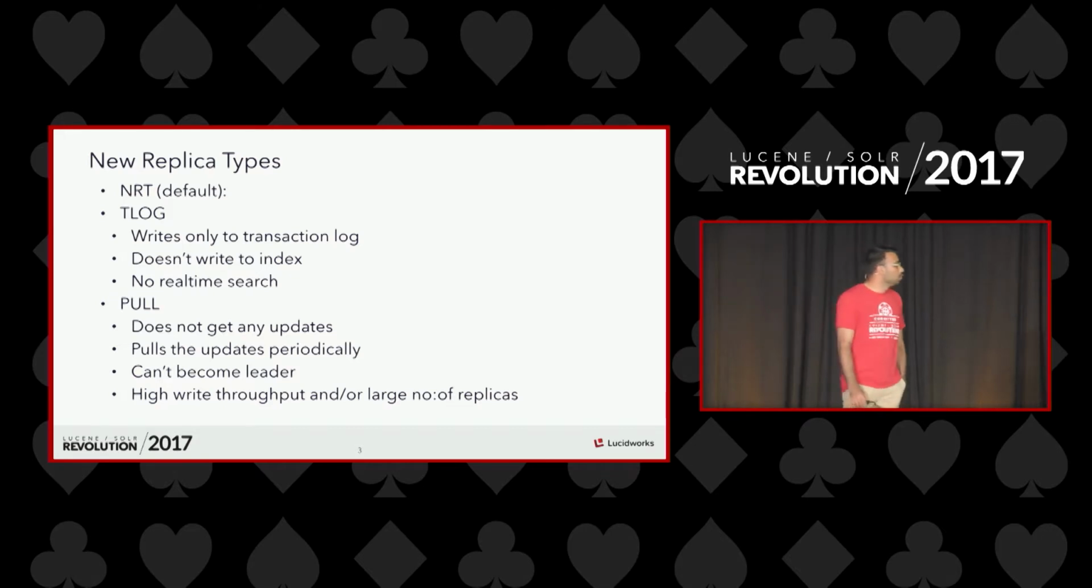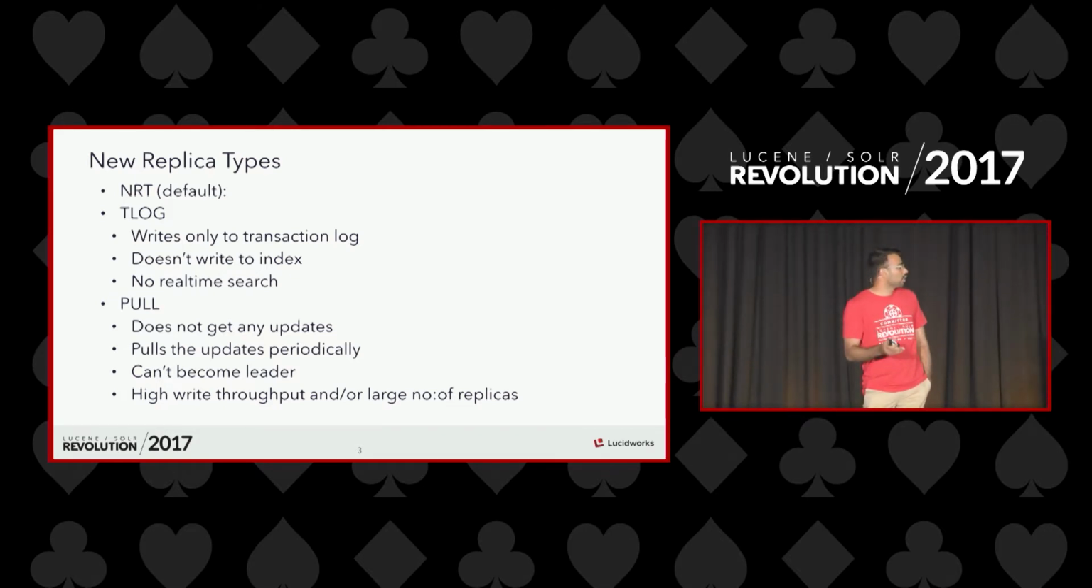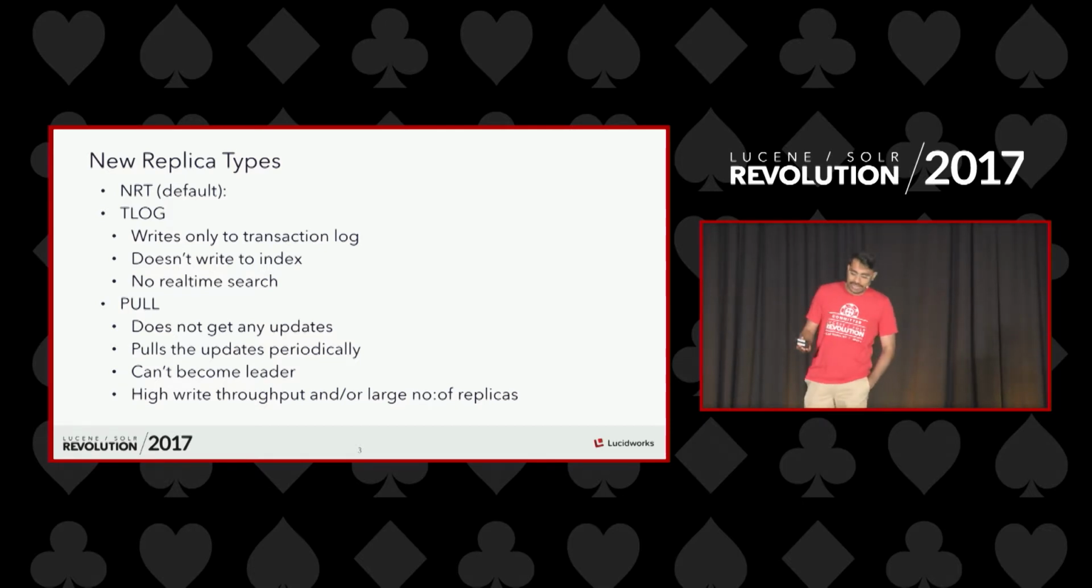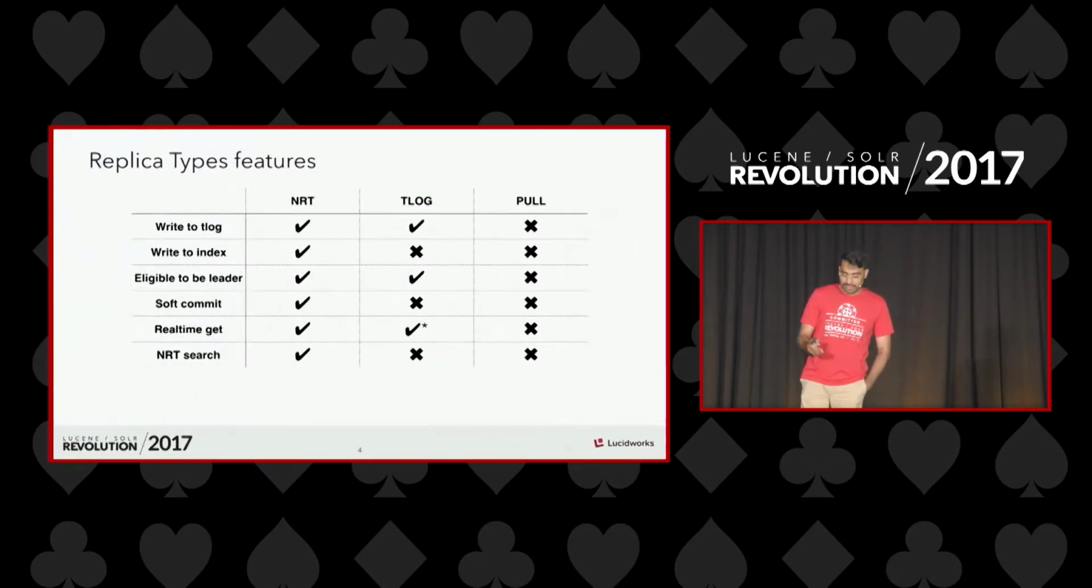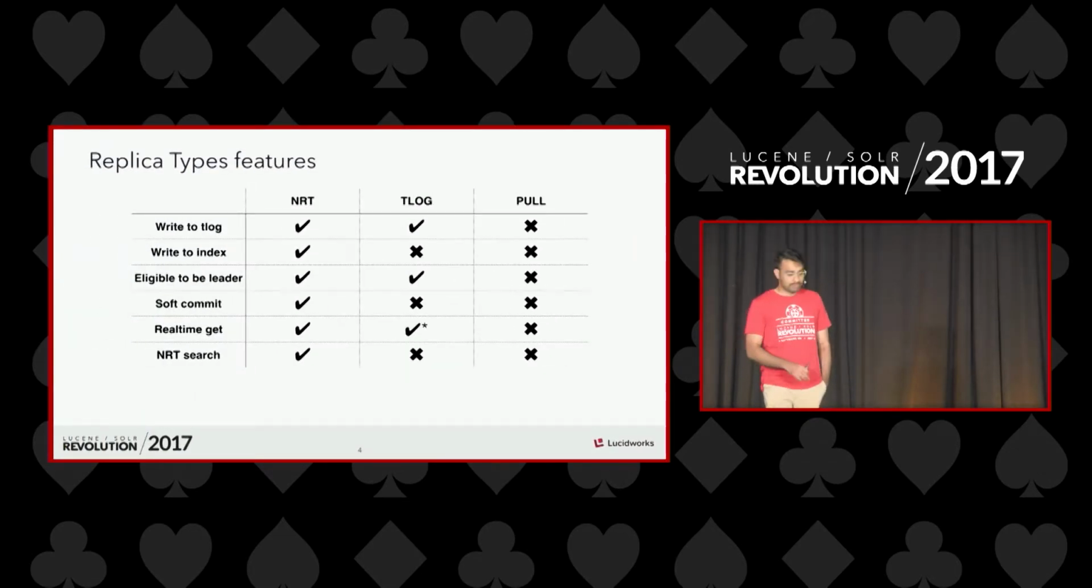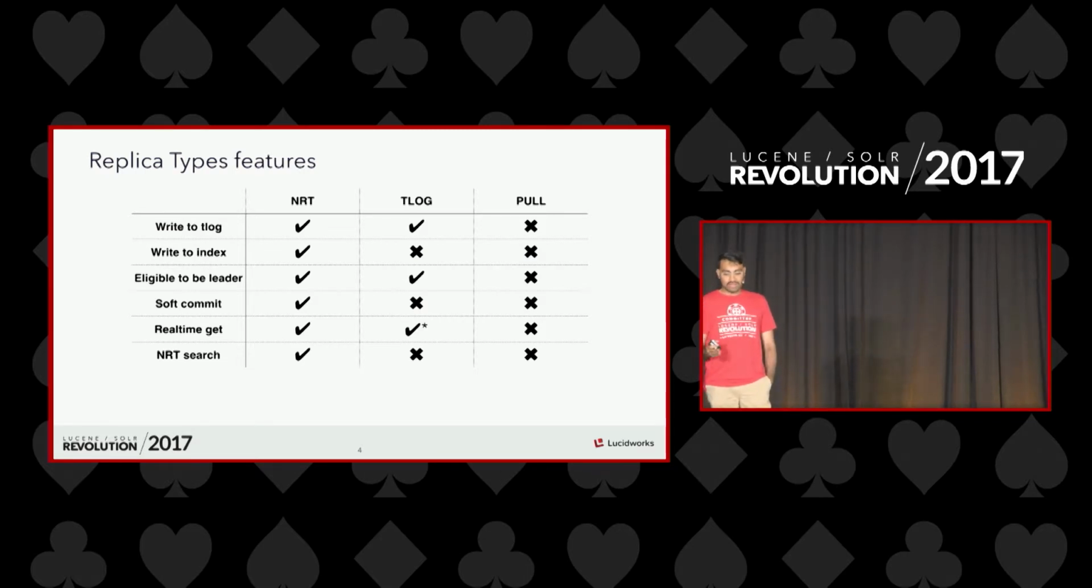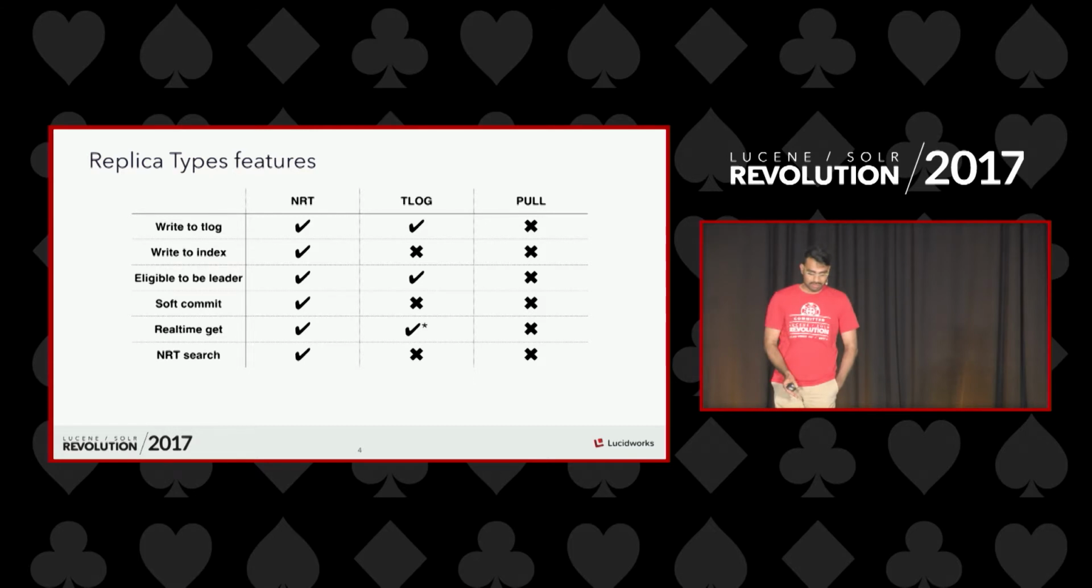We have introduced two new replica types over and above what we have today in SolrCloud. One is a TLOG replica, which doesn't write to an index, but it writes to the transaction log. Then we have something called a pull replica, which behaves exactly like a slave in the master-slave setup. So it can't become a leader. We can just see the feature list of all these: NRT, TLOG, and pull. These are the feature matrix of these replicas.